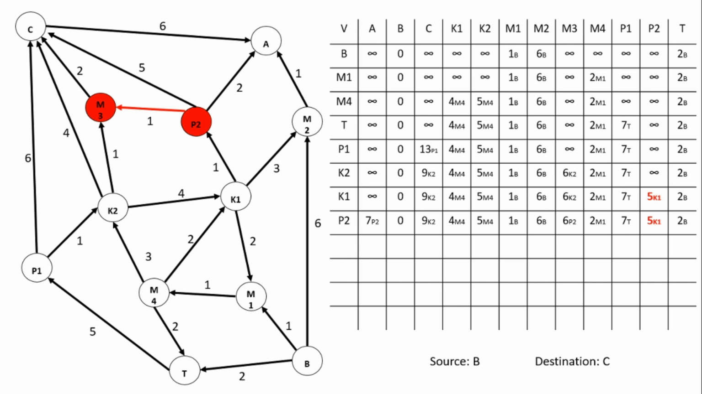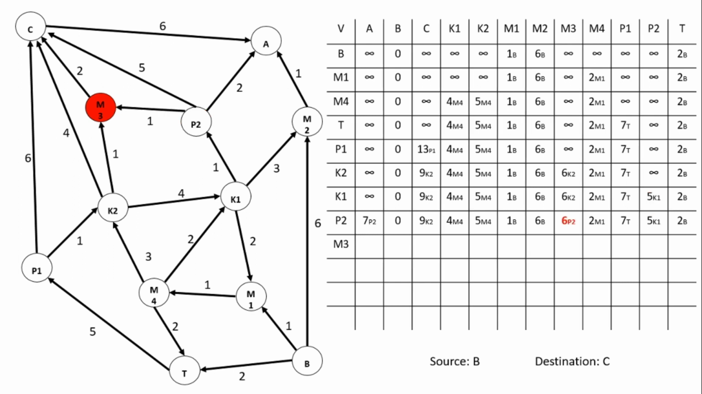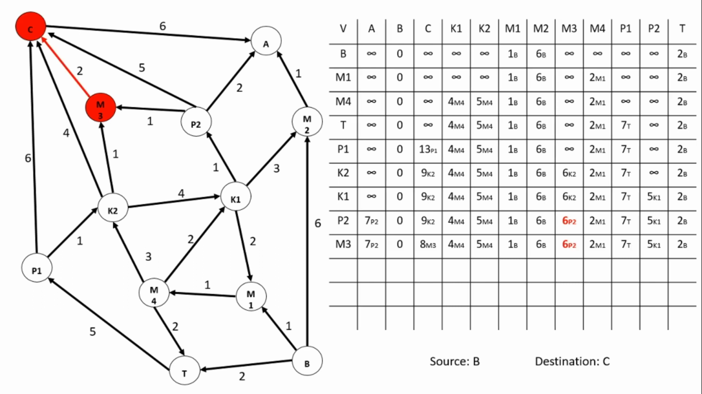Next, take the smallest known distance of a previous vertex, which is M3. Since M3's reachable vertex is C, we will visit vertex C. Add vertex M3 to C so that we would get a total distance of 8. And since 8 is less than 9, then we are going to update vertex C.